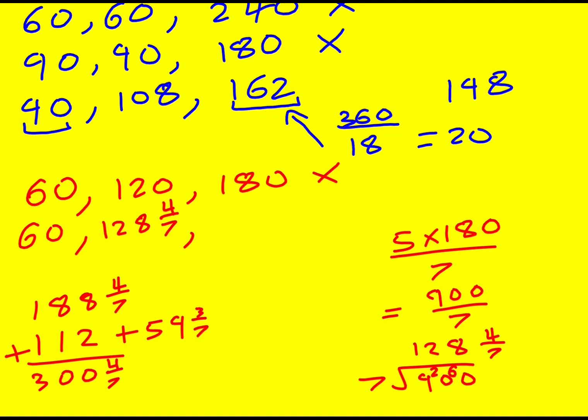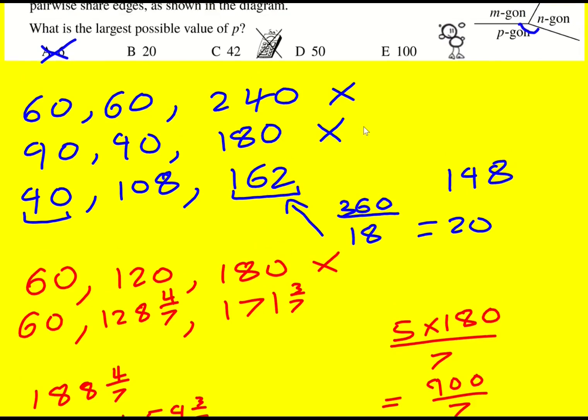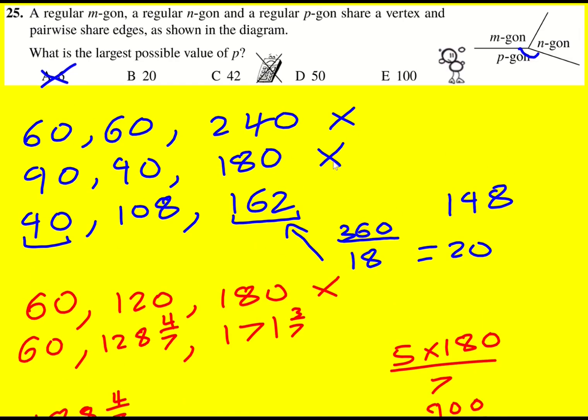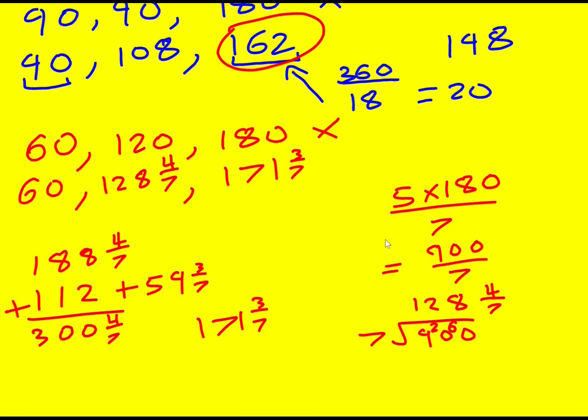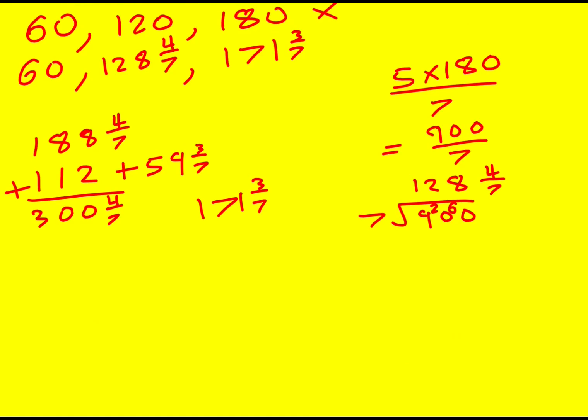Okay, it's a bit of an unconventional way of figuring out this angle, but I'll get there. So that's going to be 171 and 3/7. So that would be the angle in my p-gon. And that is bigger than this 162. The only question is, is it possible to achieve? So let's see. If I had 171 and 3 over 7, then the exterior angle would be 8 and 4 over 7.